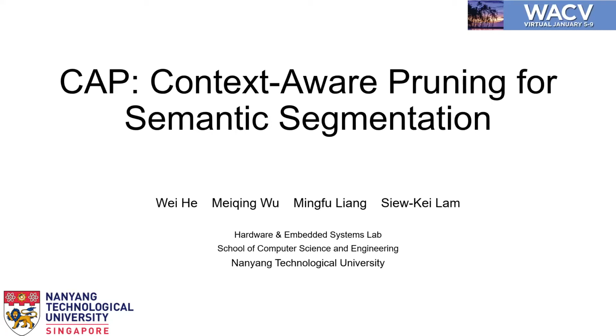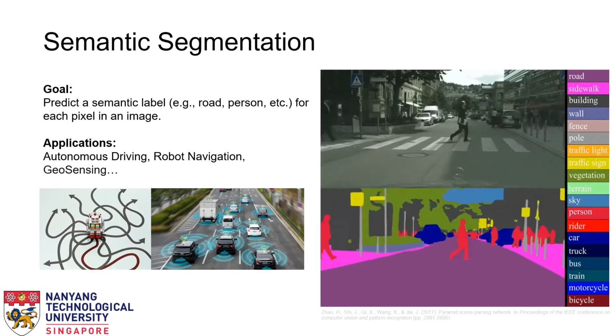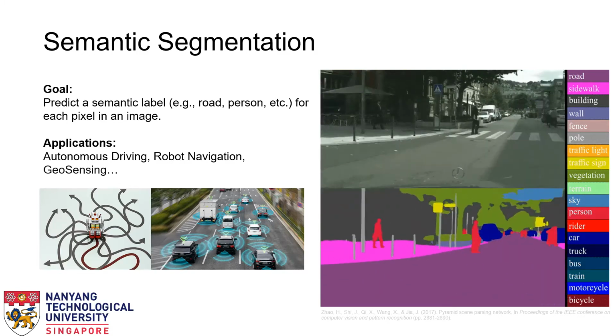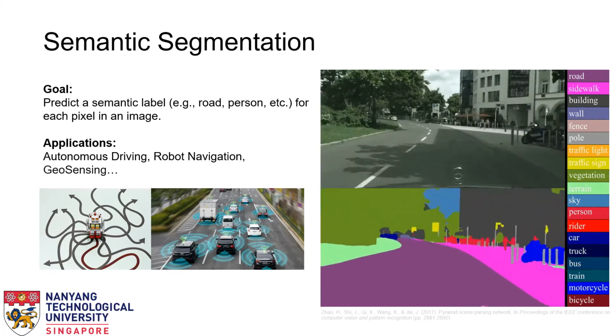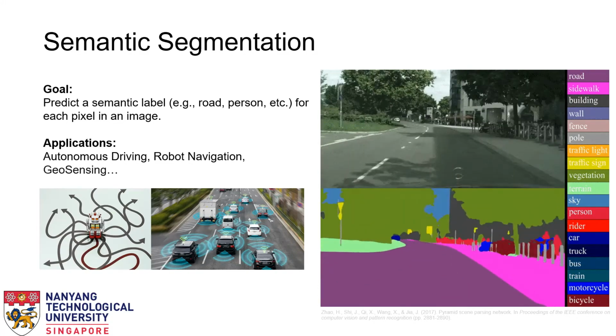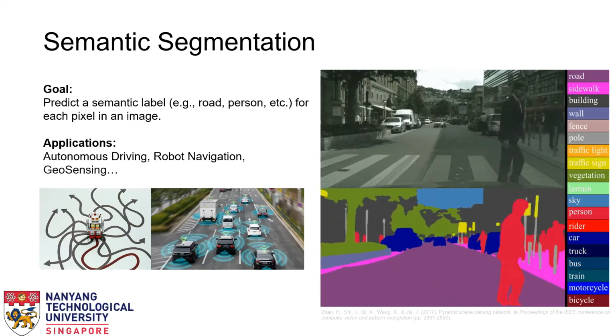I will introduce our proposed framework, Context-aware Pruning for Semantic Segmentation. Semantic segmentation is a challenging computer vision task that aims to label each pixel in the image with a semantic class. The figure on the right shows the visualization on the Cityscapes dataset, which is a large-scale urban dataset. Each color represents a single semantic class. It has many applications like autonomous driving vehicles and robot navigation.